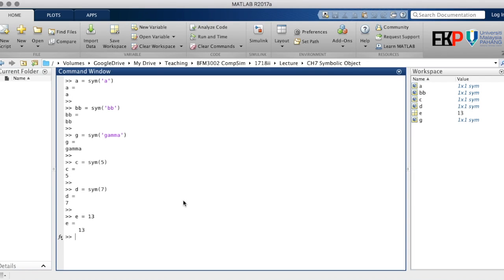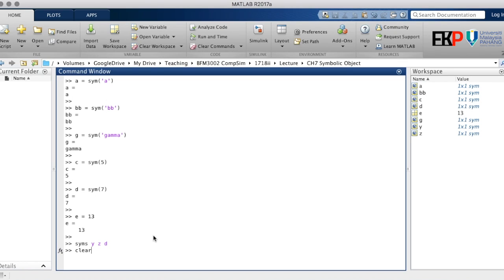We can also assign multiple variables by typing in the command syms, followed by the variables. So let's say we want to define Y, Z, and D. When we press enter, MATLAB says that Y, Z, and D are now symbolic objects.